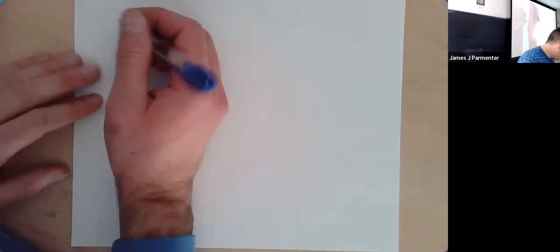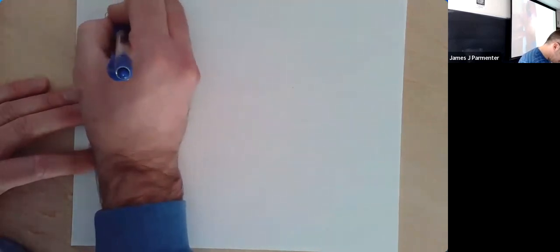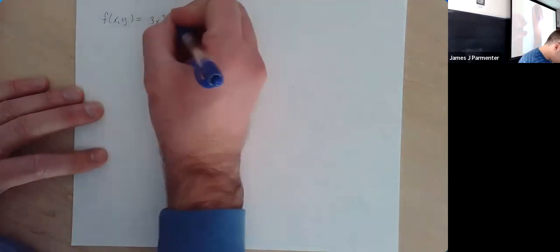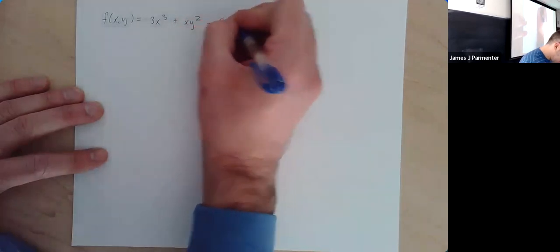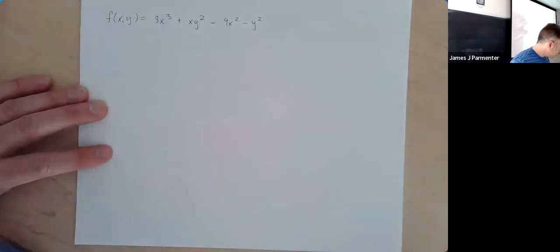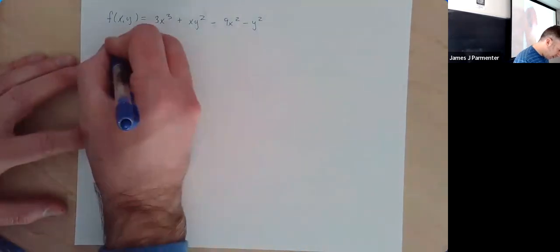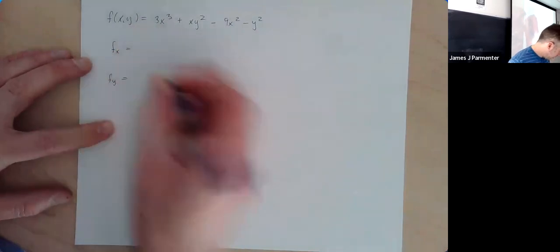So let's look at another example here. Yeah, let's look at this one. Let's say we have f of xy equal to 3x cubed plus xy squared minus 9x squared minus y squared. I want you to define both of your partials, while I look for something.